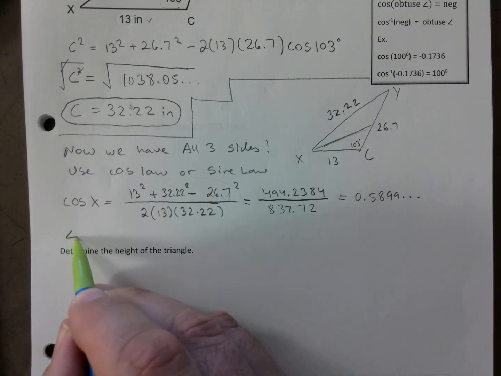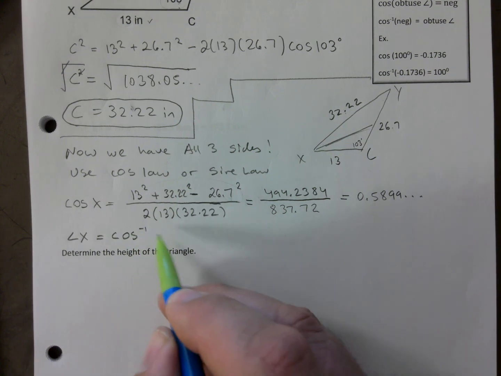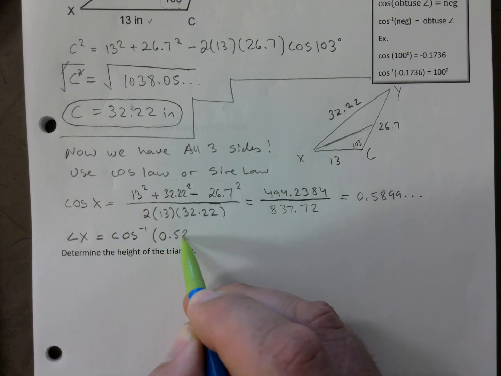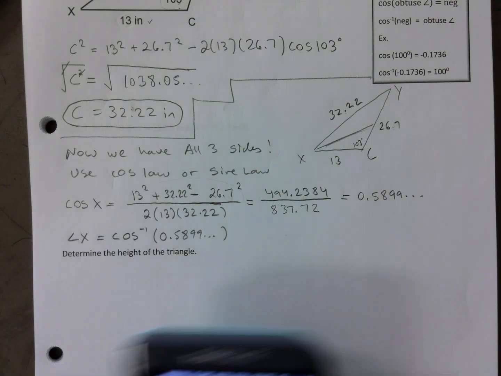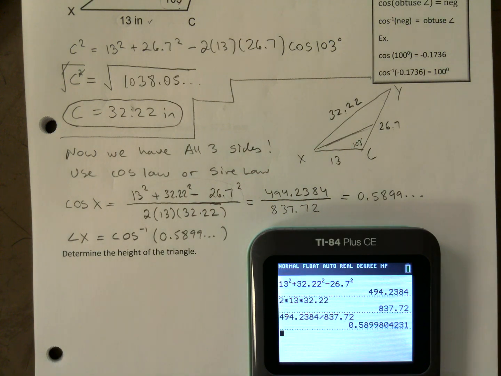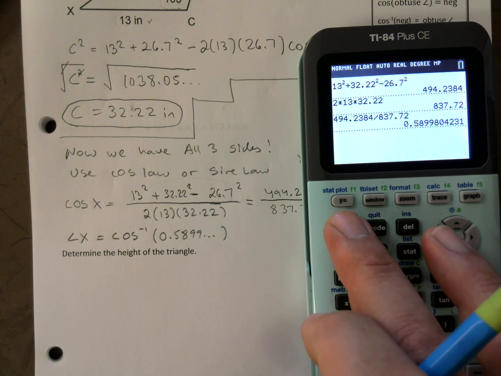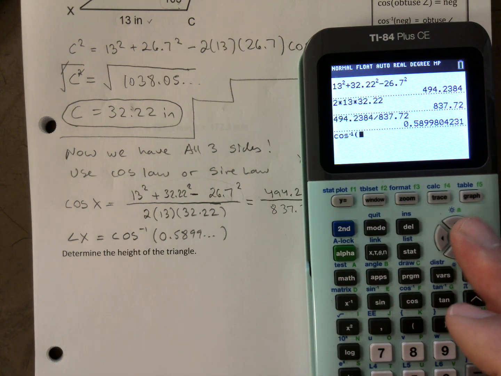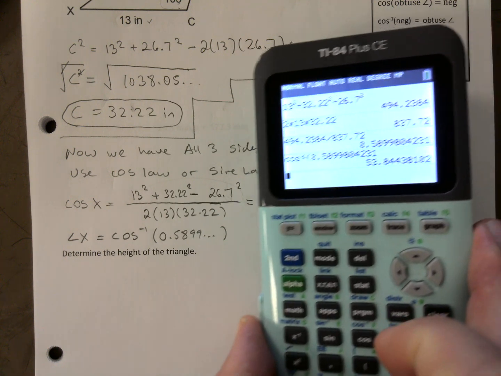So to find angle x, we're going to have to use cosine inverse, bless you, 0.5899, and it keeps going. How does that translate on your calculator? Sorry about blocking, I'll get it off right away. Second cos, copy paste, right? So you just take the inverse of that, 53.84.